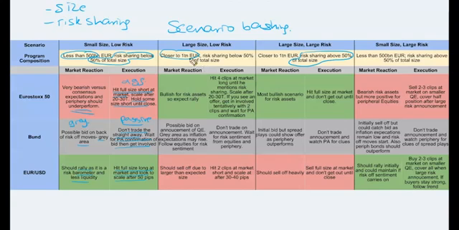Again, looking at large size, low risk. Closer to 1 trillion, risk sharing below 50%. I think this is a bullish scenario for risk assets, so I expect a rally. I'm hitting 4 clips at market. I'm very specific about what I'm doing. I'm hitting 4 clips at market.